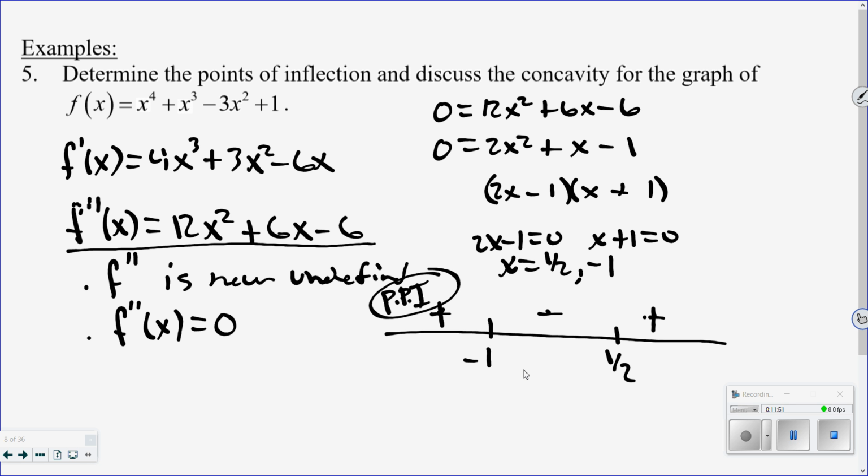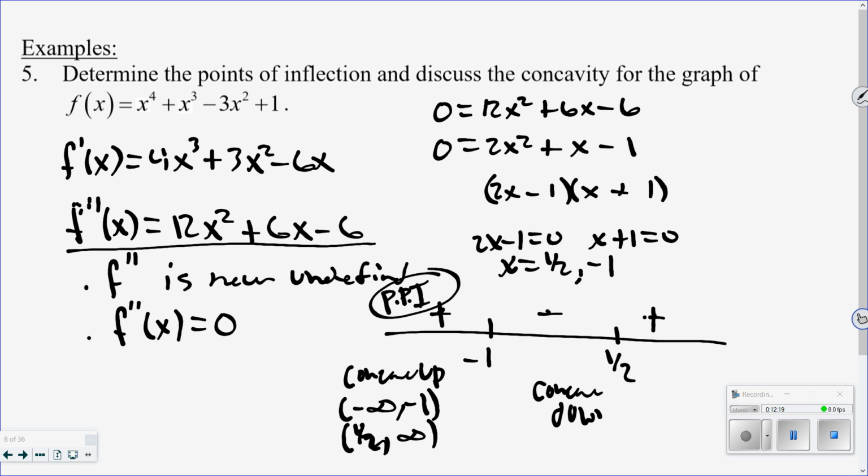Okay, so the question was to determine the points of inflection and discuss the concavity of the graph. So let's start by saying when it's concave up and concave down. It's concave up from -infinity to -1, and then from a half to infinity. It's concave down from -1 to a half. That's when it's concave down.